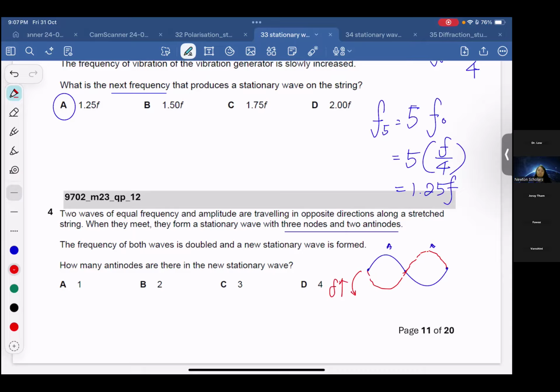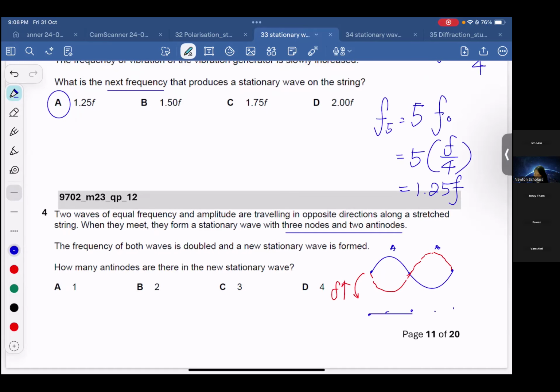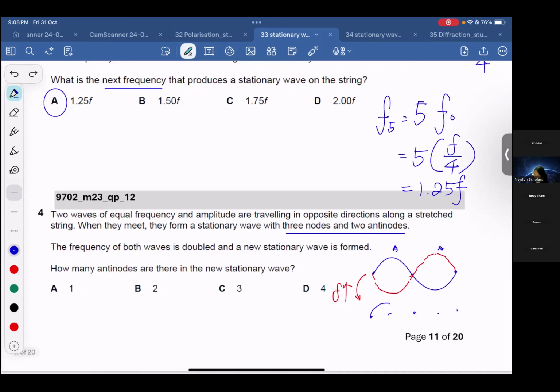If your frequency is doubled, frequency is the number of waves in 1 second. Now I have one complete wave. If I double my frequency, that means I will have 2 complete waves. Am I right? So here, this is called 1 complete, right? I need to get extra, so I will roughly get it like this. This is 1 complete wave.